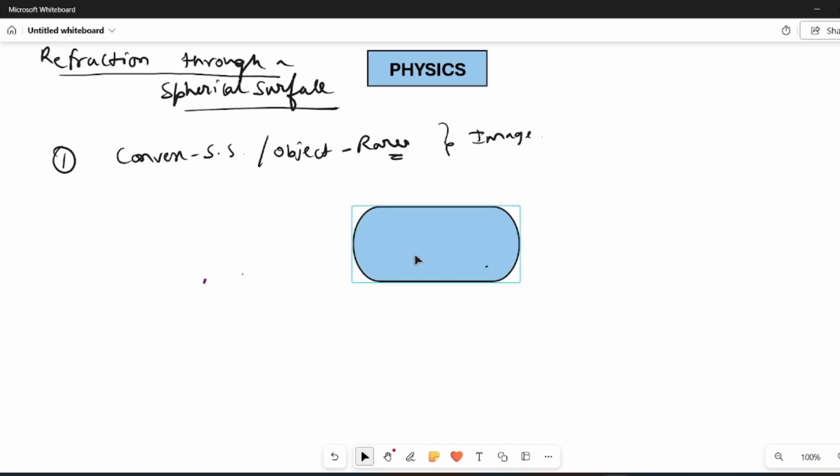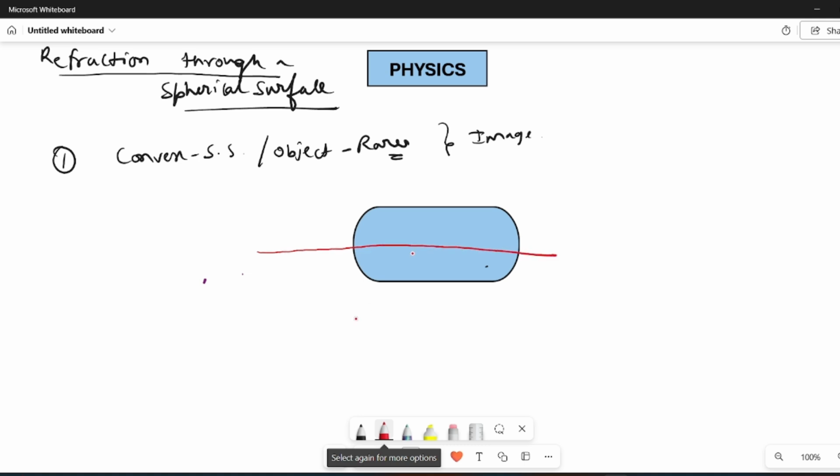Okay, suppose this is the surface here. And I'm going to draw the principal axis like this. This is my principal axis, not exactly straight.